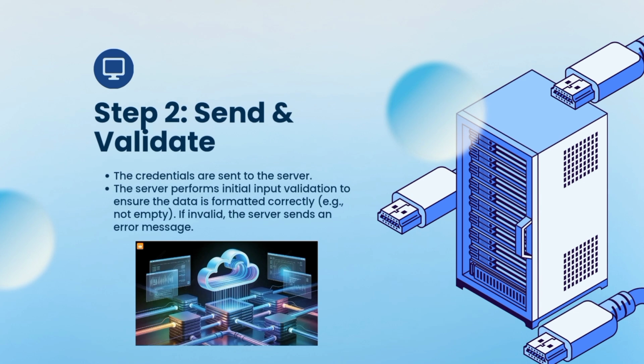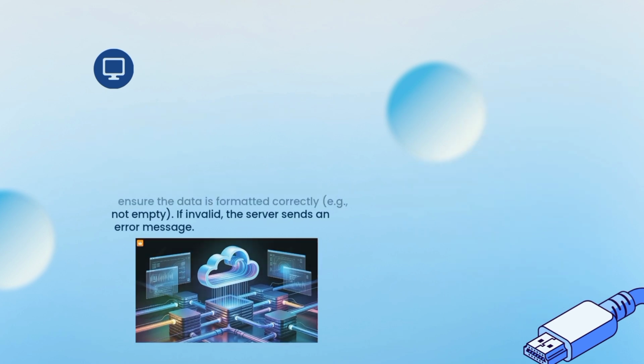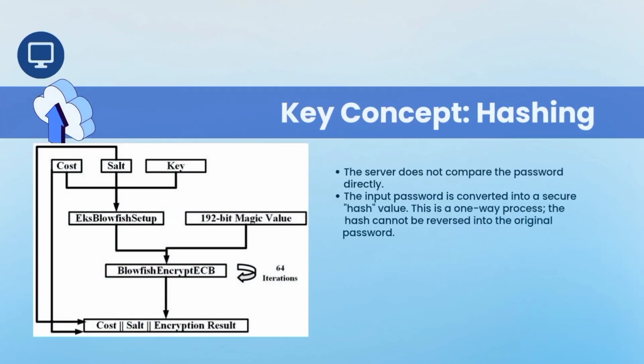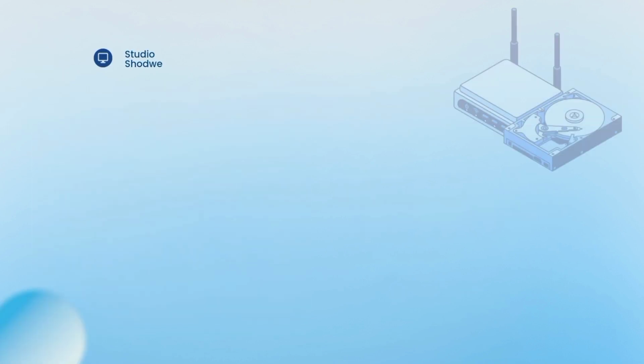The server performs initial input validation to ensure the data is formatted correctly. If invalid, the server sends an error message. Key concept: hashing. The server does not compare the password directly. The input password is converted into a secure hash value. This is a one-way process. The hash cannot be reversed into the original password.